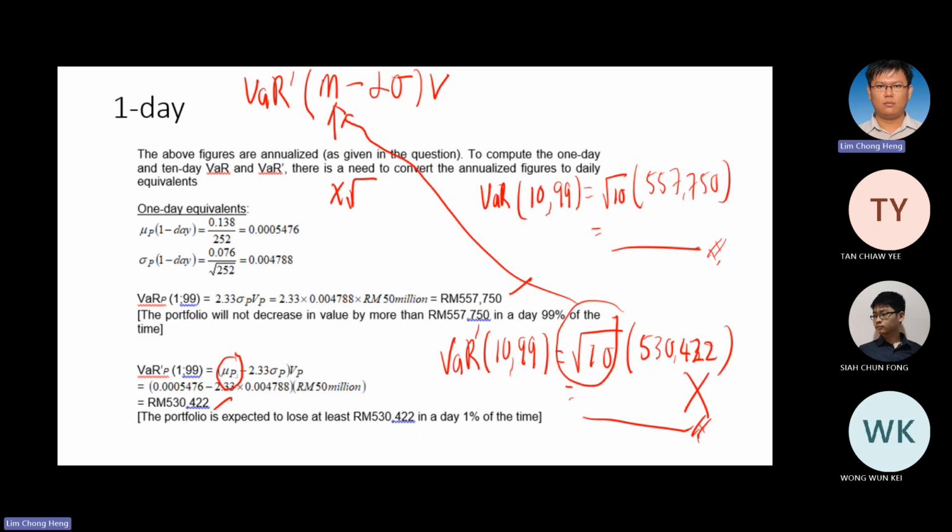all your seniors never get the correct answer for the absolute VAR, 10-day absolute VAR. So then how to do? This one times 10 days. This one times square root of 10. Then you calculate again for this. Oh, simple.